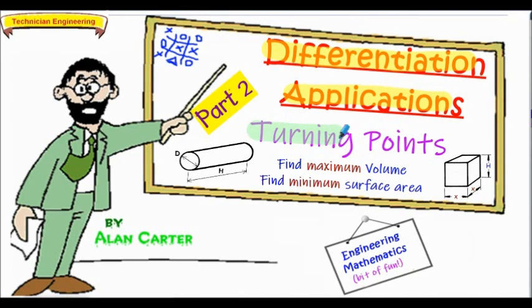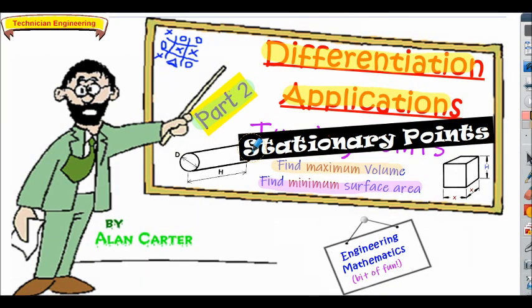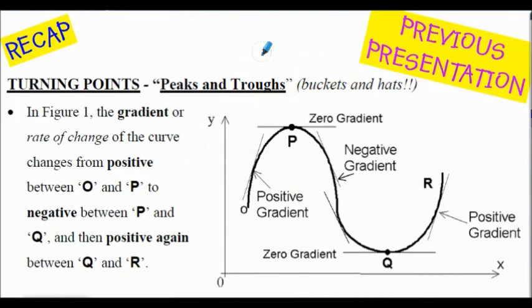Here we're considering turning points, and this is actually part 2 of the turning point presentation. In this presentation we'll be calculating the maximum volume and the minimum surface area of various sections such as cylindrical sections and rectangular sections. And just note for reference, turning points are also referred to as stationary points, and I will use these terms interchangeably within this presentation. It is strongly encouraged that you've seen the previous presentation related to turning points before reviewing this presentation.